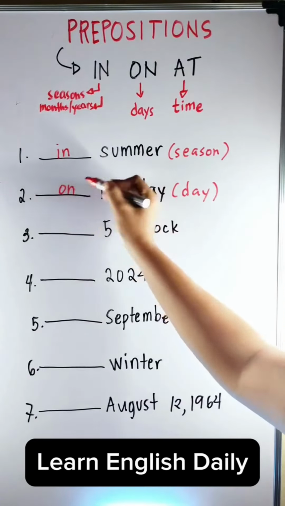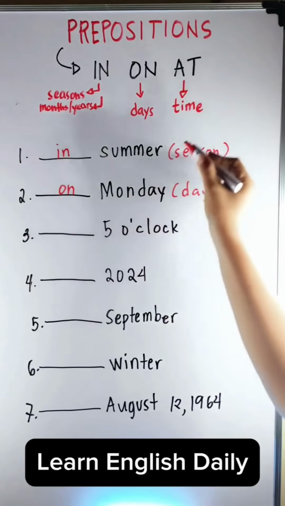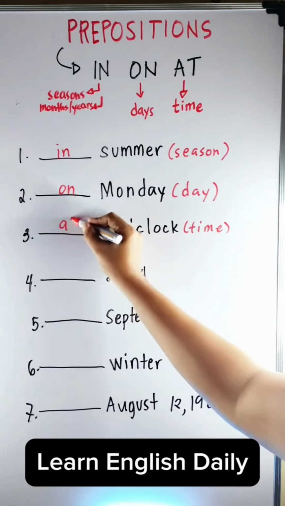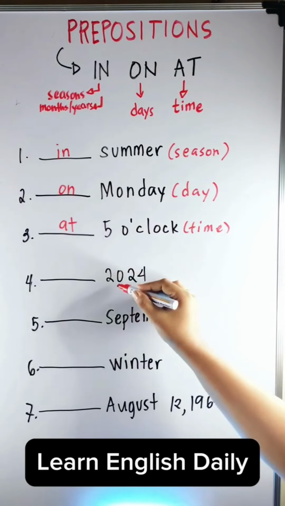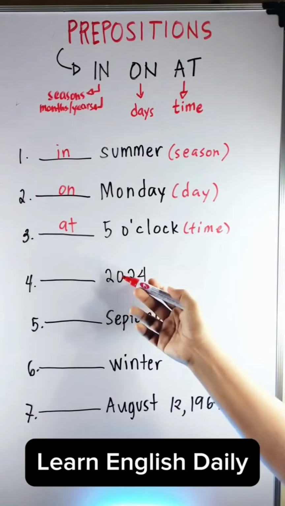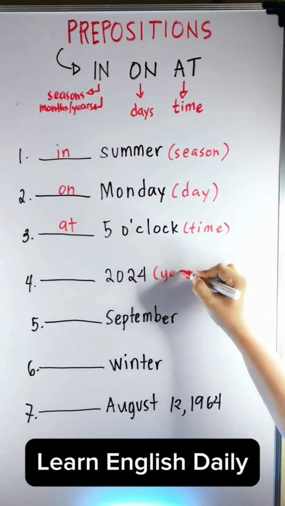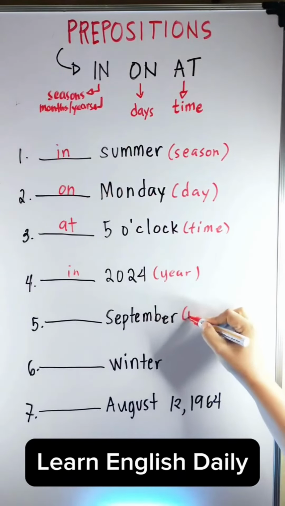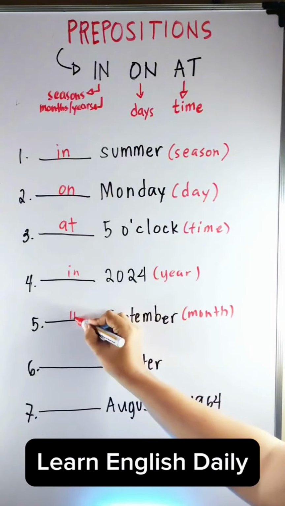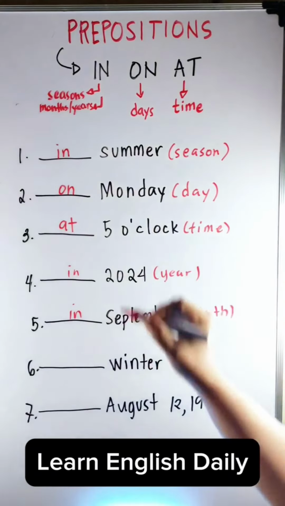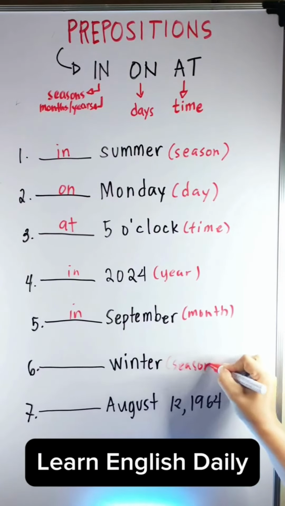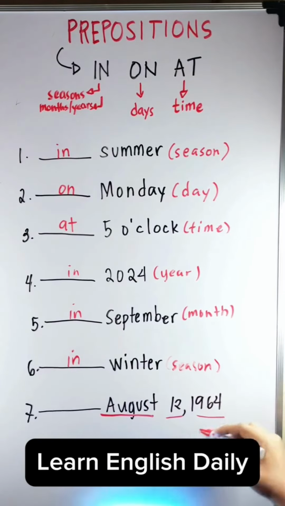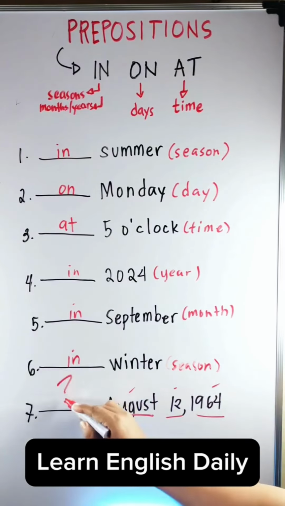On Monday. How about 5 o'clock? Specific time. Use at 5 o'clock. 2024. Year, use in 2024. How about number 5? September. Month, in September. Number 6, winter. Season, use in winter. How about number 7? August 12, 1964.